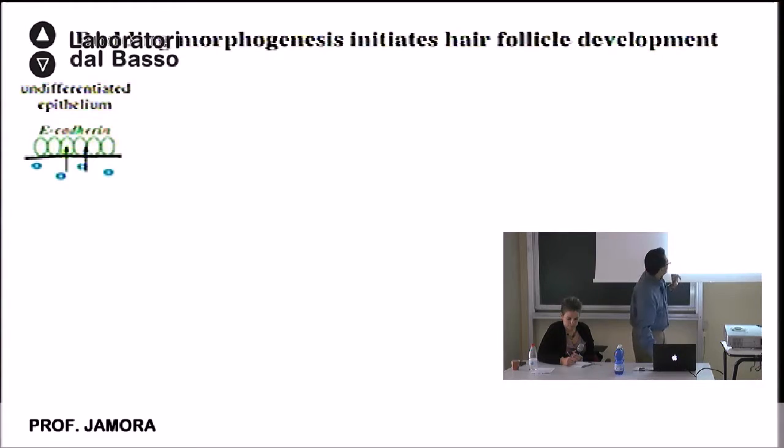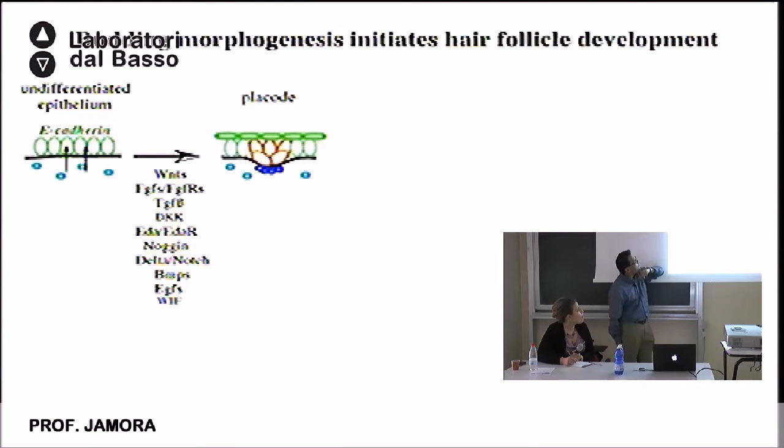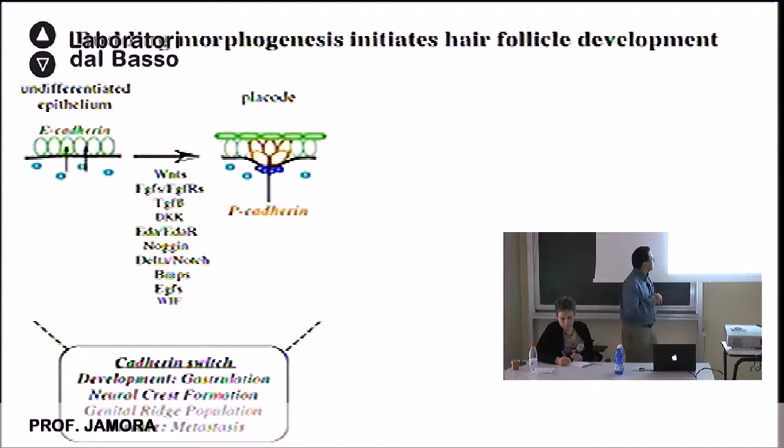After that initial signal, there are various signaling pathways that have been reported that form what's called the placode, or this local thickening within the epidermis, and you have the underlying fibroblasts start to aggregate underneath it. This is interesting because the E-cadherin-based adhesion switches to a different type of cadherin called P-cadherin. This switch from E-cadherin to P-cadherin is known as a cadherin switch, and it's a common feature in multiple types of development, such as gastrulation, neural crest formation, and genital ridge population, and in diseases such as metastasis. One of the hallmarks of metastasis is the downregulation of E-cadherin, and instead of P-cadherin, they switch to N-cadherin, but there's a cadherin switch.